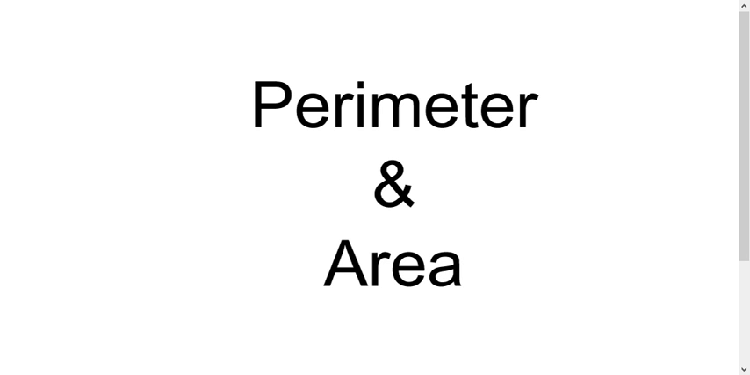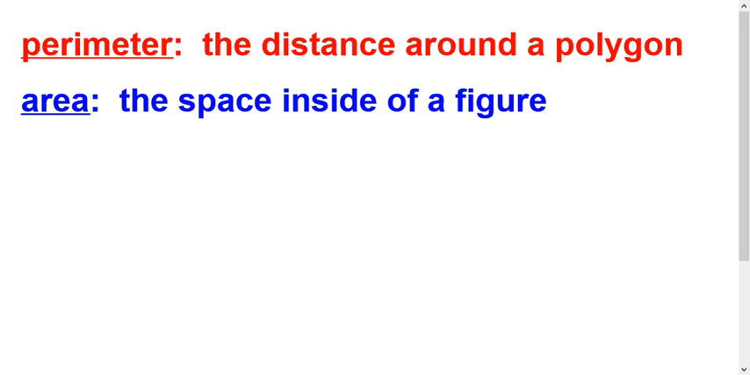Today we're going to be doing a quick review of perimeter and area. And to do that, we first need to know what perimeter and area are. And so let's take a quick look at that. So perimeter is the distance around a polygon, so the distance around the outside.